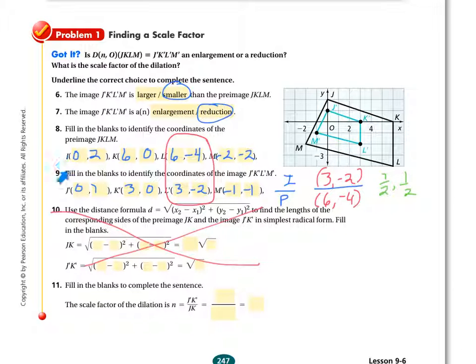If I divide this by 2, I get 0. Divide that by 2, I get 1. Divide by 2, I get 3. Divide by 2, I get 0. Divide by 2, I get a negative 1. Divide by 2, I get a negative 1. Doesn't it work for each and every one?